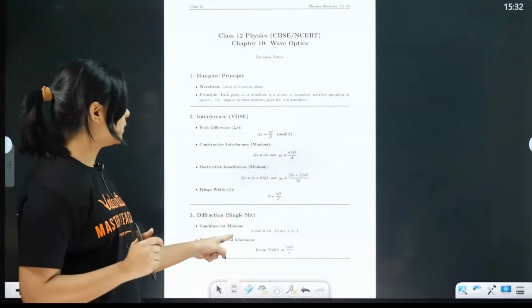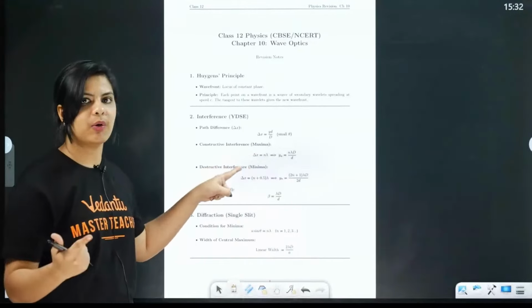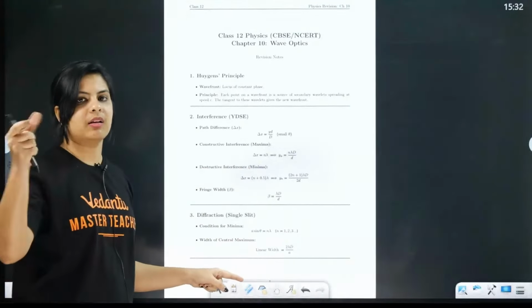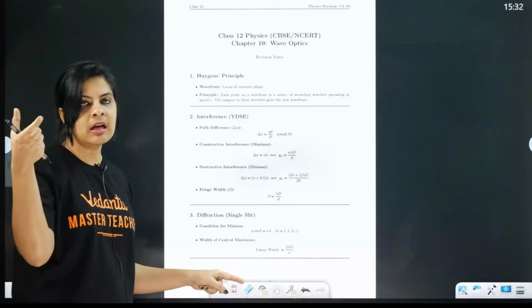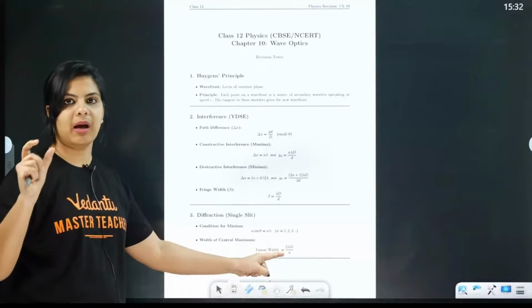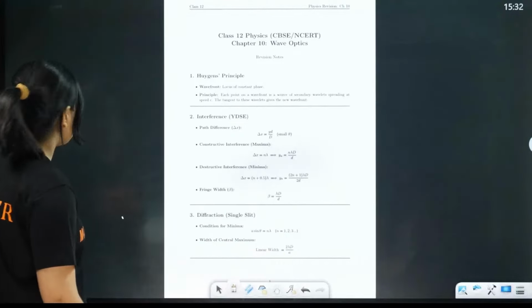Okay, that one is the minimum condition. Here it is n lambda for the maximum condition. Next, the width of the central maximum will be double the first one. After the central maximum we will be having the first bright band. So it is two times the central maximum.